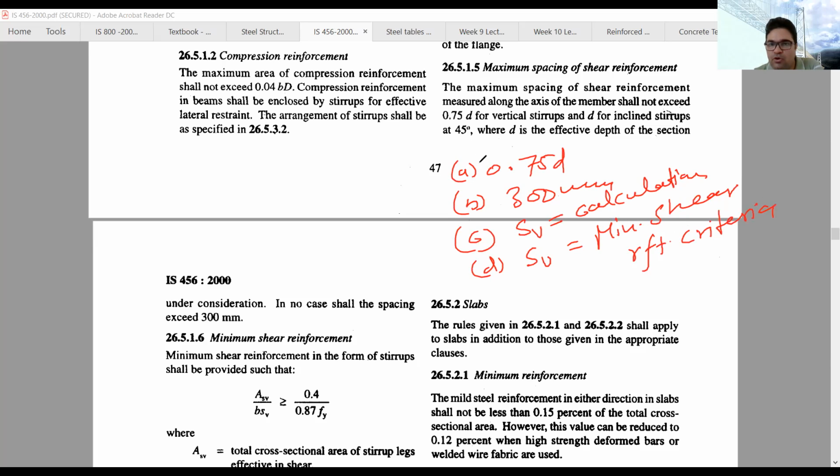So all four criteria are to be found out, and then we will see which one is giving us the minimum value, and that minimum value we will adopt as our spacing. So we have calculated all four things, and 0.75 times D will be 0.75 multiplied by 511. So all these values I will check. I will show you that in the slide.